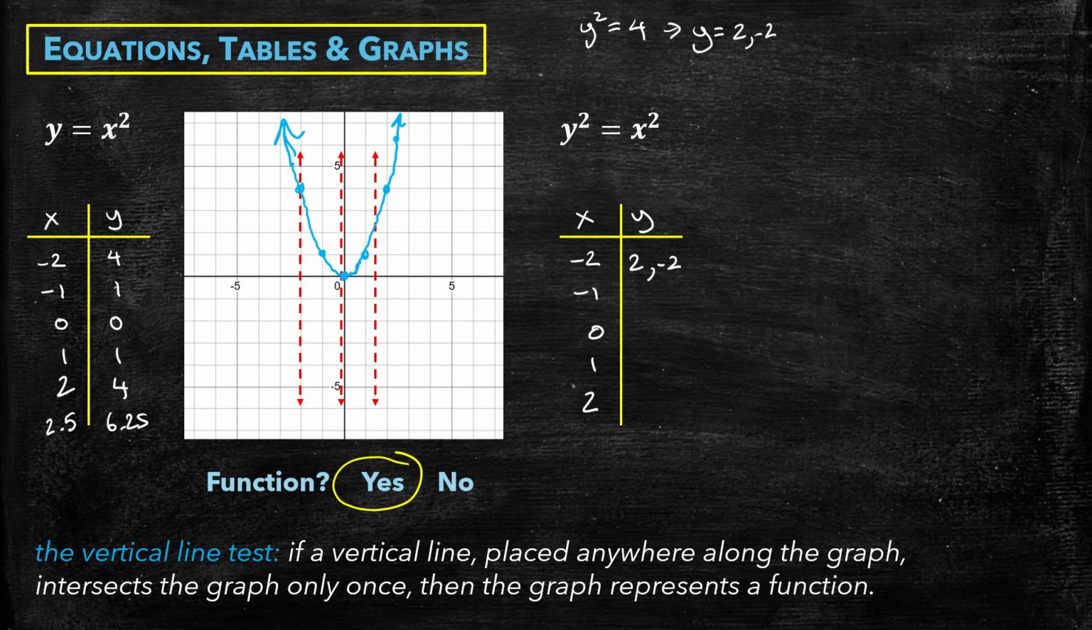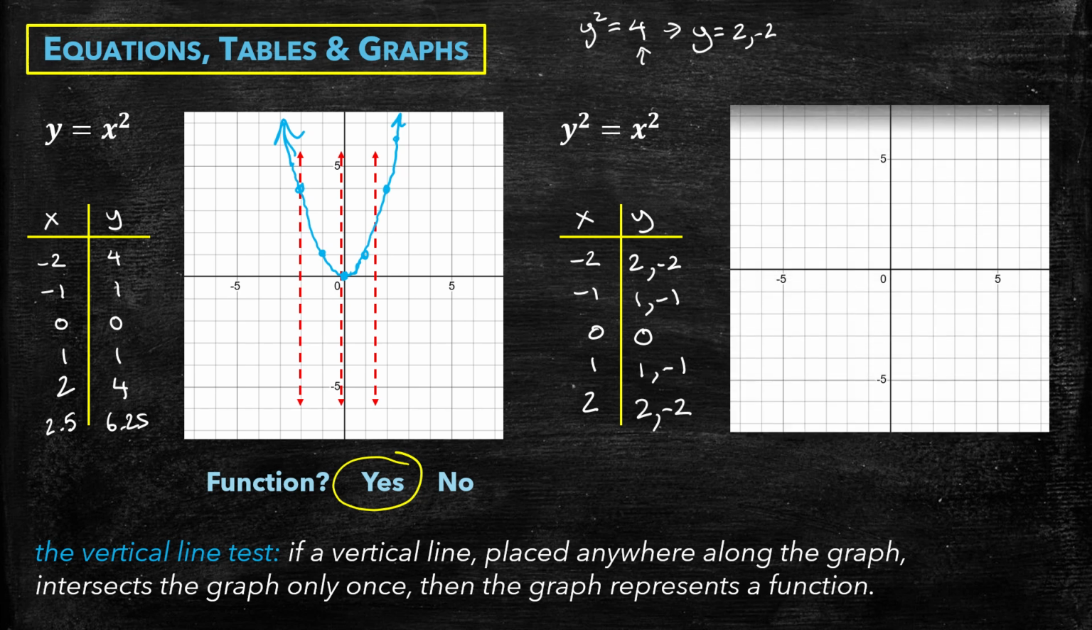And the same is true with -1 squared. We get 1 or -1. 0 is the only combination there. But even when x is 1, we will get 1, -1. And if x is 2, 2 squared is 4. We're back up to the same situation. So we get this.